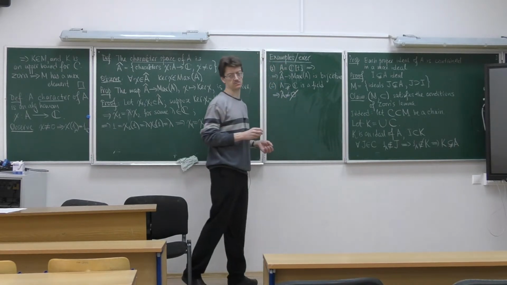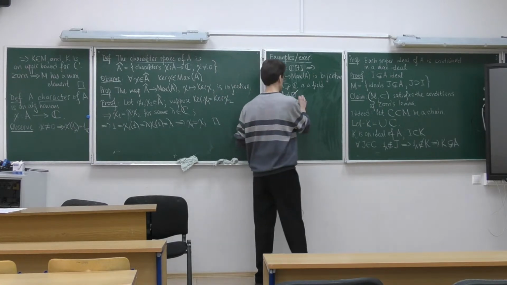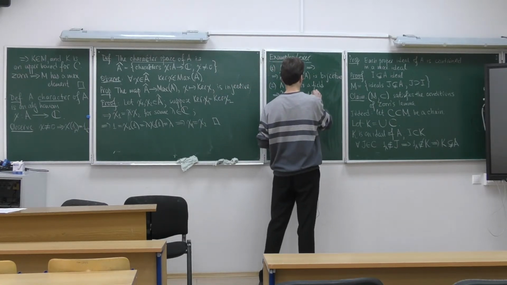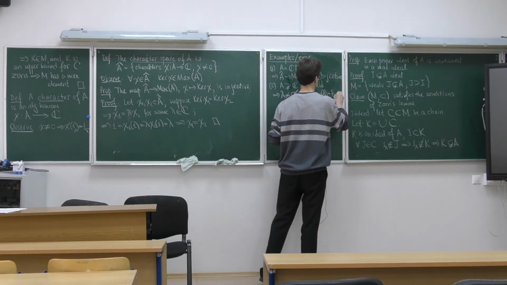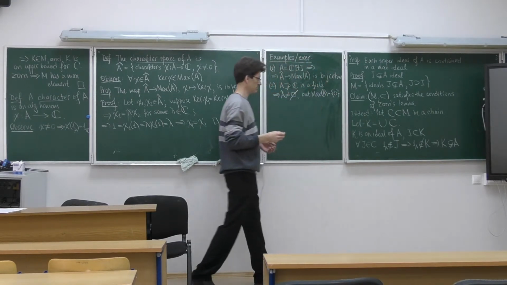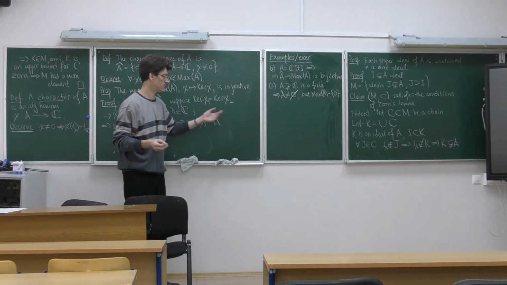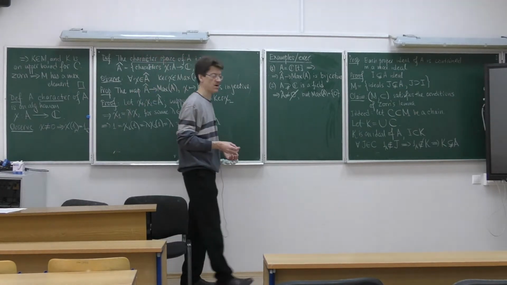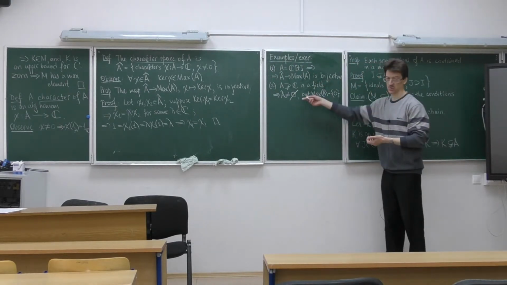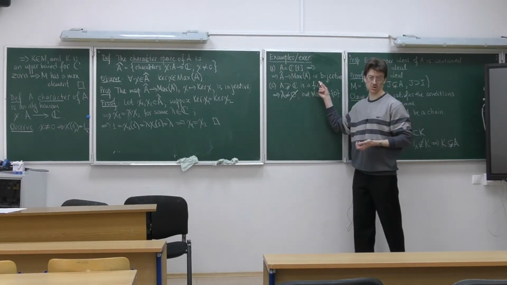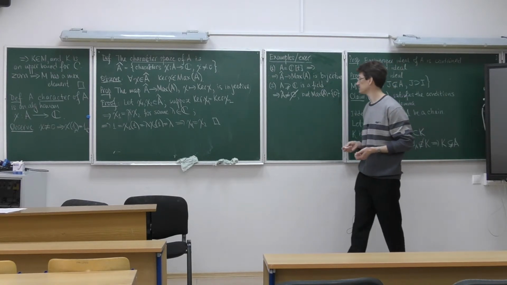There are no characters of A. But the maximal spectrum is non-empty. The maximal spectrum consists of a single point, namely the zero ideal, which is maximal because A is already a field and there are no other maximal ideals of A. In any case, this shows that our map is not a bijection in this case.